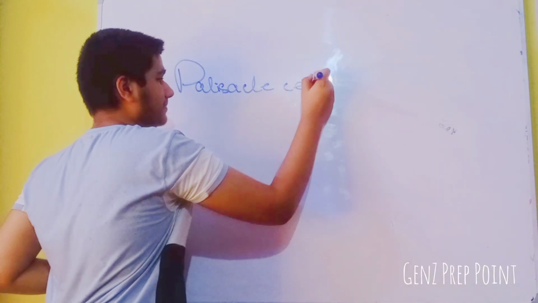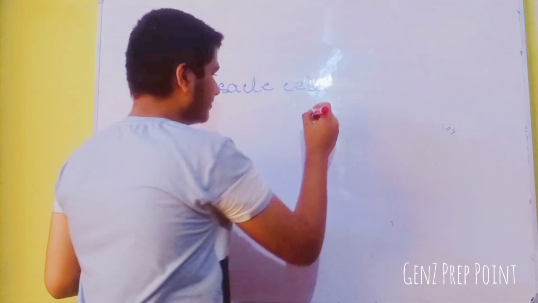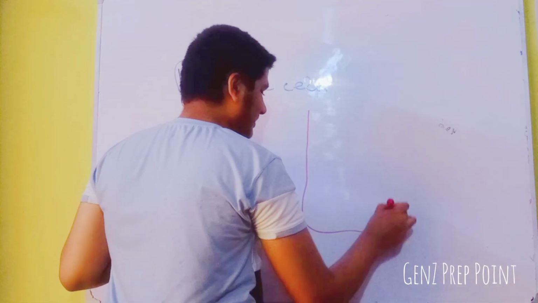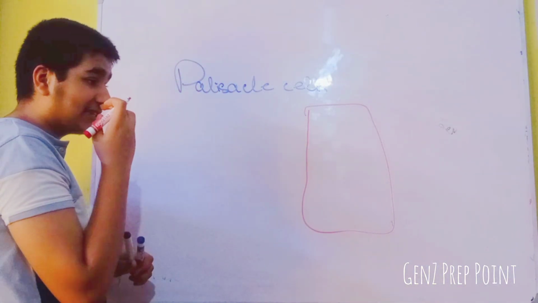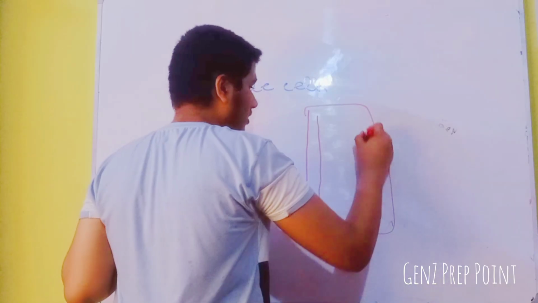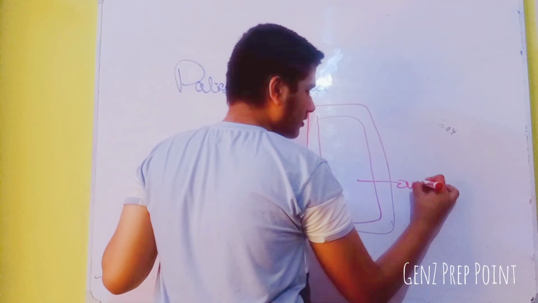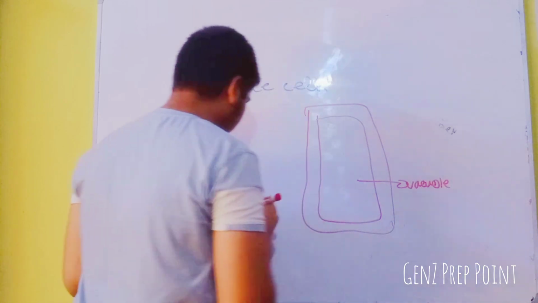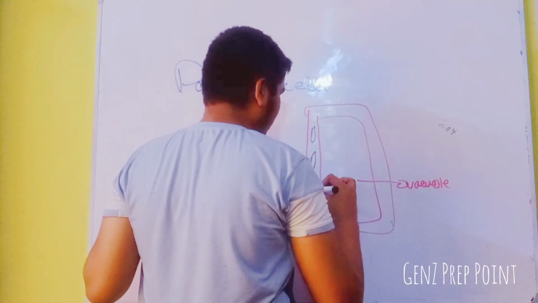Palisade cells. First, let's draw a Palisade cell. This has a proper shape because I have talked to you about why plant cells have a proper shape because of the cell wall. This is the cell vacuole. Now let's draw chloroplast. It has an abundant number of chloroplasts.